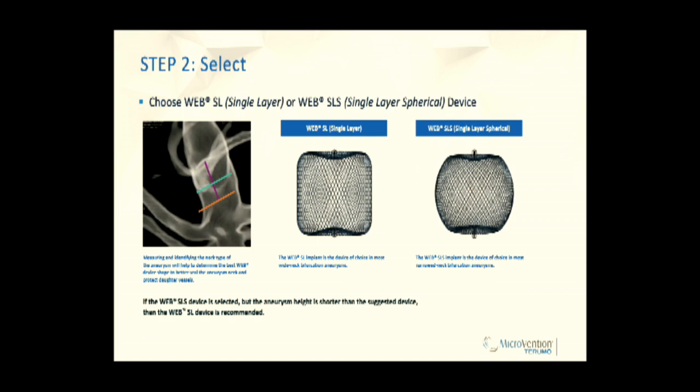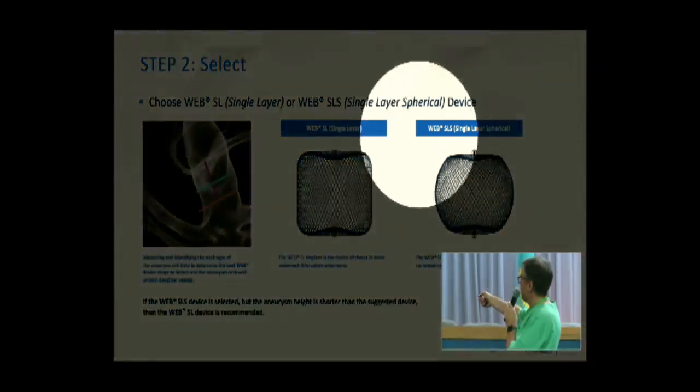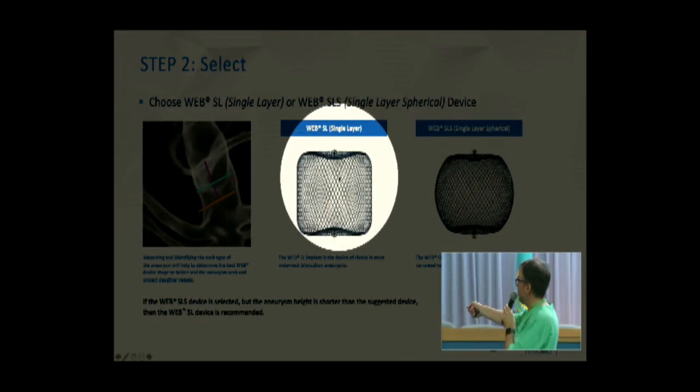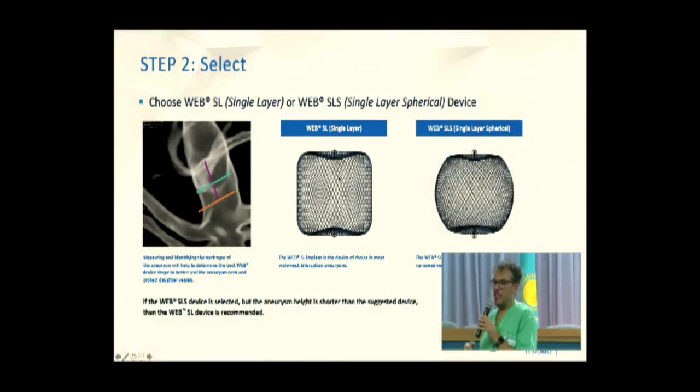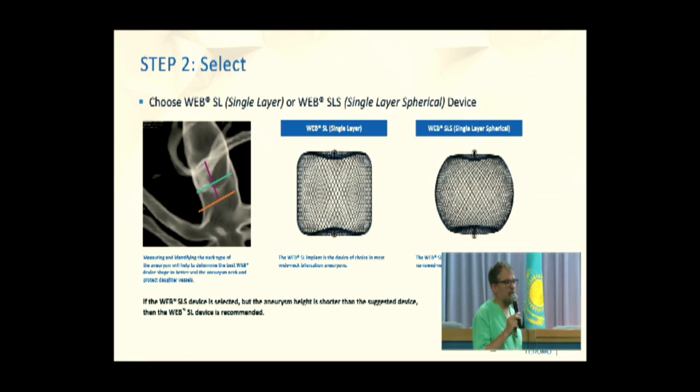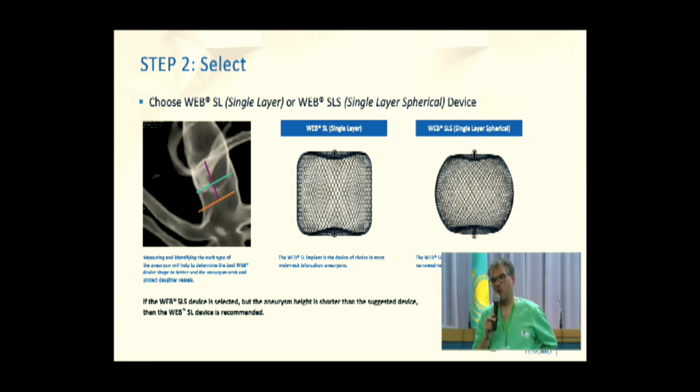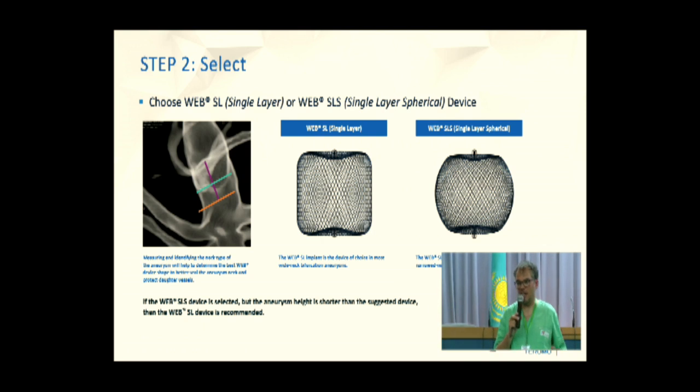use. We have two device shapes. We have the cylindrical shape here, the WEB SL. It's our standard device. Approximately 85% of all cases that we do with the web are done with that solid cork, so to say.